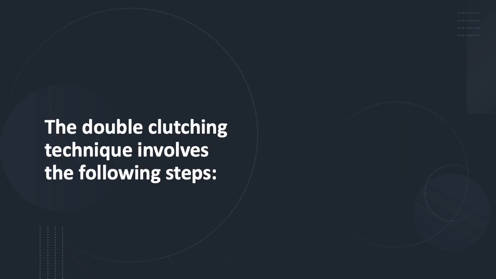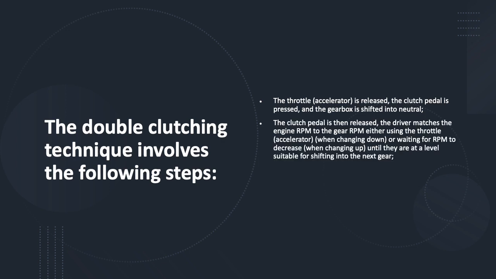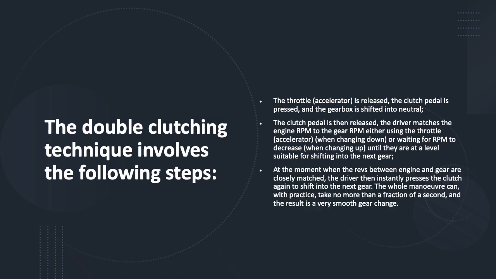The double clutching technique involves the following steps. The throttle, accelerator, is released, the clutch pedal is pressed, and the gearbox is shifted into neutral. The clutch pedal is then released. The driver matches the engine RPMs to the gear RPMs, either using the throttle accelerator when changing down or waiting for RPMs to decrease when changing up until they are at a level suitable for shifting into the next gear.